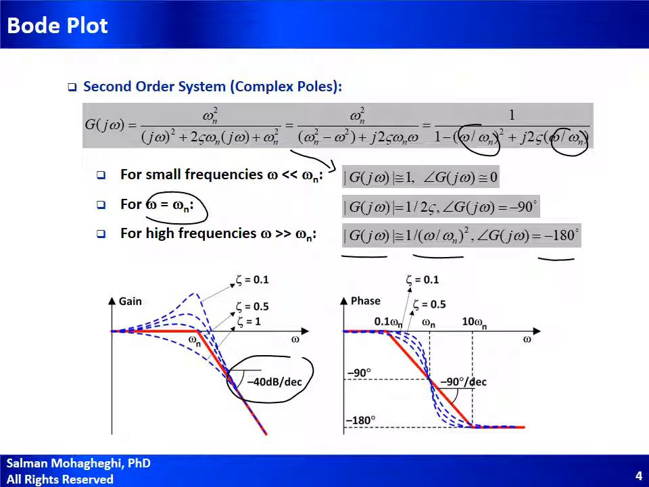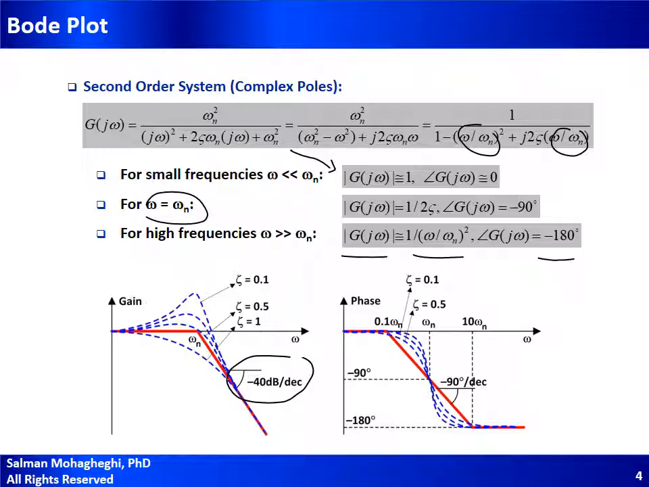If you compare this with the diagram that we had for first order system, you notice that in the first order system we had negative 20 dB per decade. So it seems like in a second order system, the effect of both poles will be added together. So each pole is going to add a slope of negative 20 dB per decade. Together that would be negative 40 dB per decade.